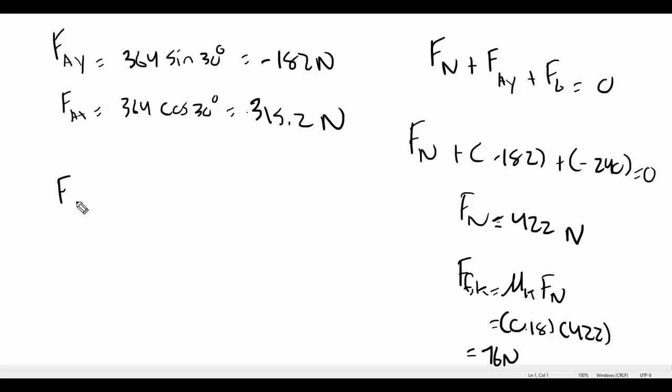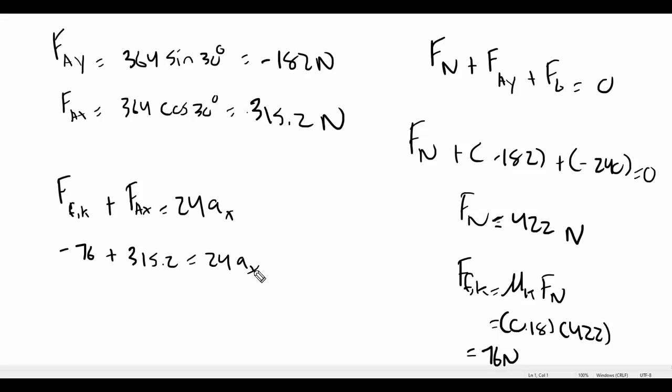And so when I write down my F net x equation, it still hasn't changed. It is still FFK plus FAX equals 24 AX. I had that written down before. That just comes from Newton's second law. And then FFK is negative 76. Don't forget the minus sign because the direction is to the left, in the negative x direction. And FAX is now positive 315.2.